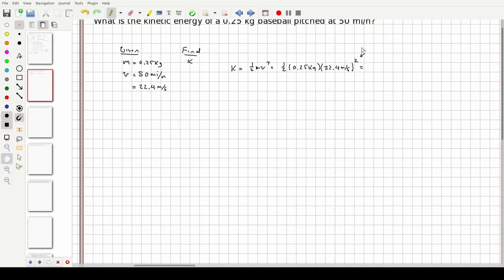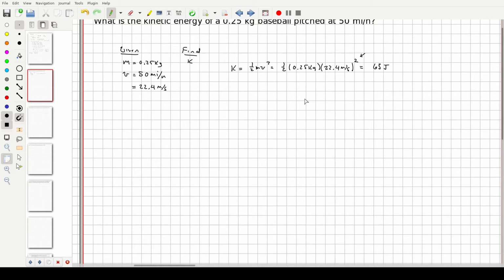So 0.5 times 0.25 times 22.4 squared. This ends up being about 63 joules. Now you might look at this and say, is this really a joule?